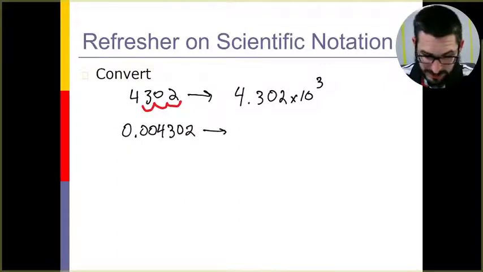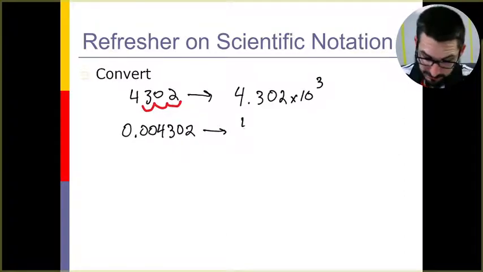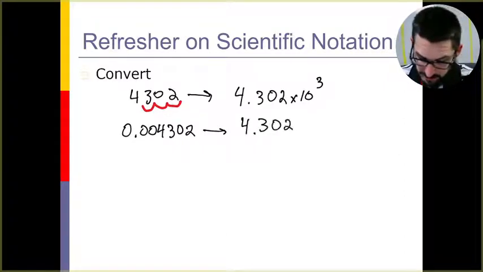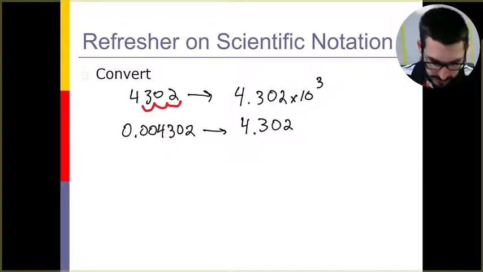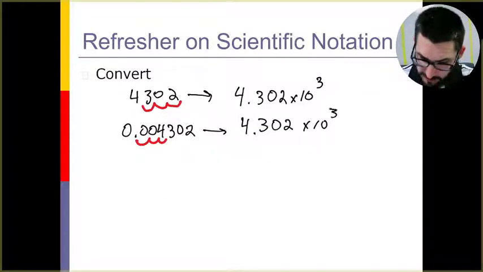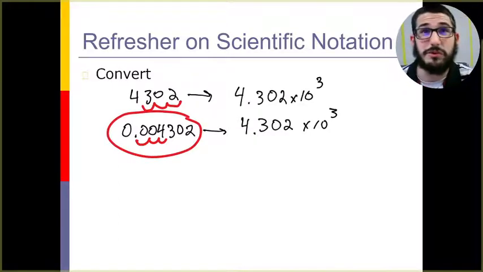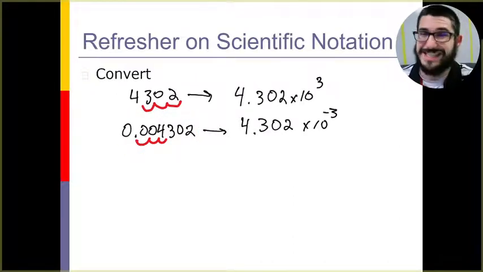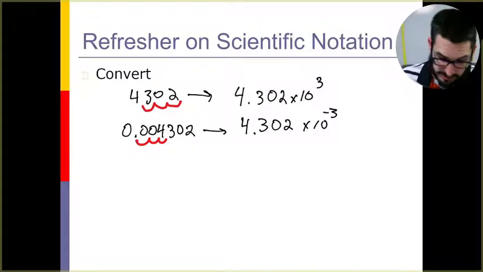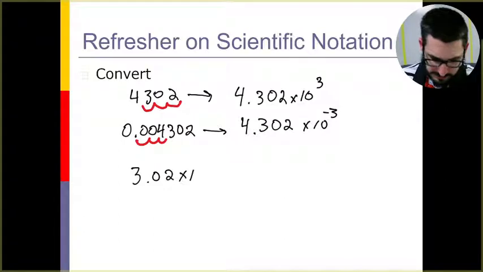Then if I've got something like 0.004302, in contrast, this is going to be same spot for that decimal. We need 4.302 because we need the decimal to be between that 4 and the 3. We move the decimal 3 times, so times 10 to the third. This time though, it is a less than 1 number. It's lower than 1. It's a really small number, so it is going to be a times 10 to the negative 3.